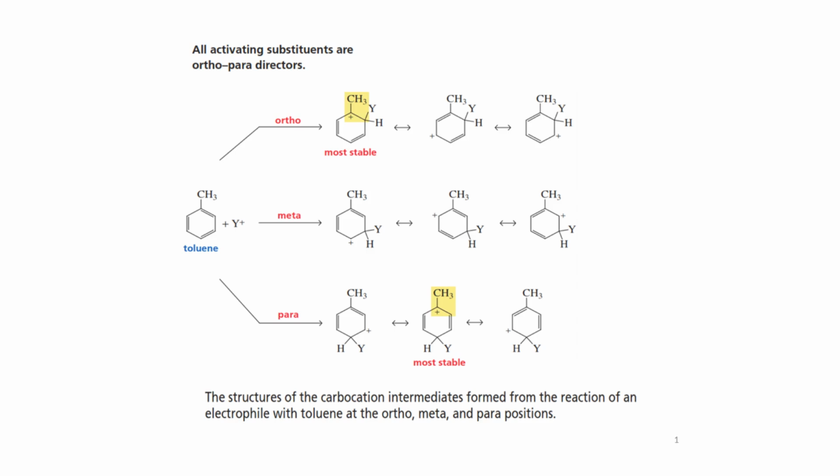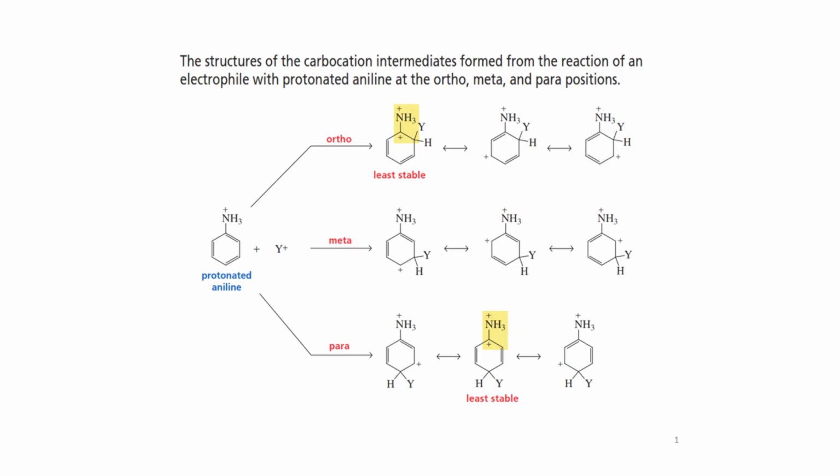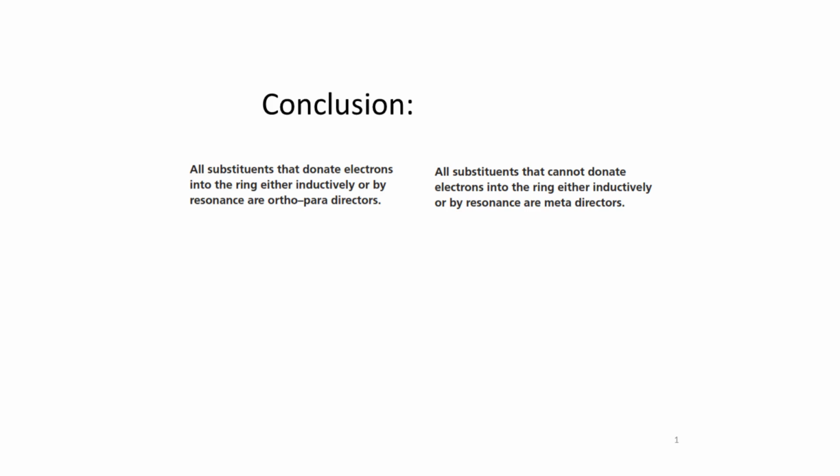Activating substituents are ortho-para directors, stabilizing the carbocation intermediates formed during electrophilic substitution at these positions. Protonated aniline shows that activating substituents stabilize the ortho and para positions, making these intermediates more stable during electrophilic substitution. Substituents that donate electrons into the ring are ortho-para directors, while those that cannot donate electrons are meta-directors.